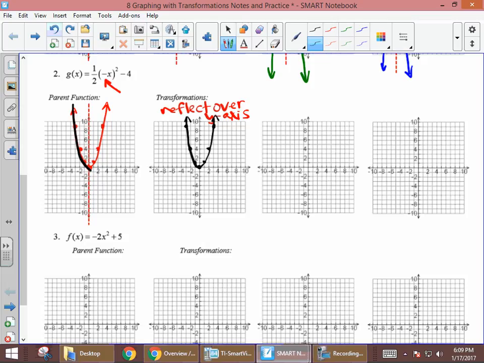All right, the next thing we have is a vertical compression. We have a vertical compression by a factor of 2. Because what are we doing? We're dividing all the y values by 2. They're going to be half of what they once were.